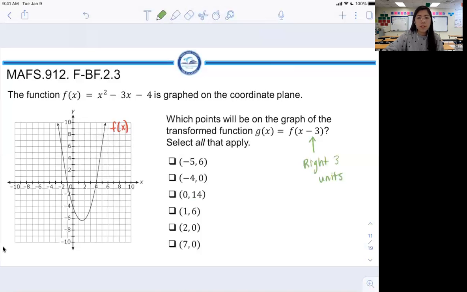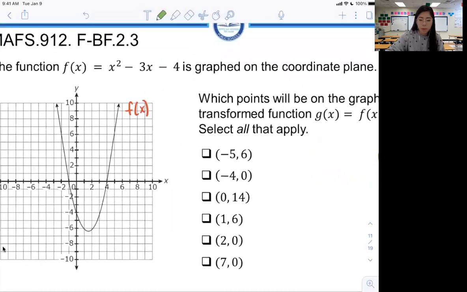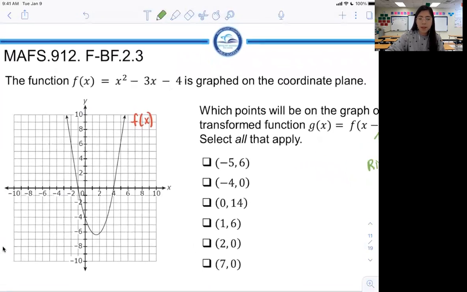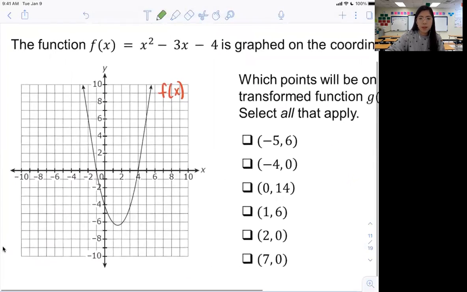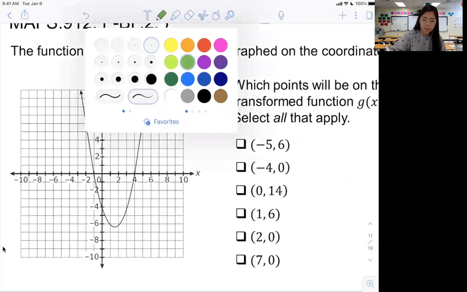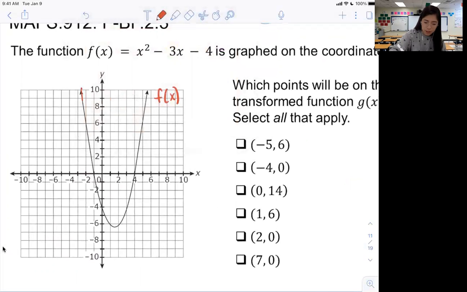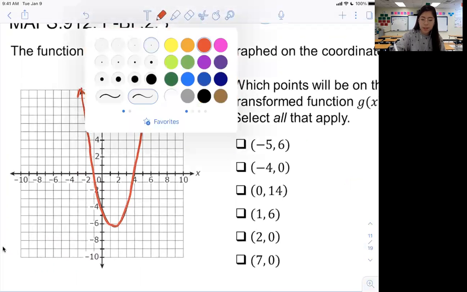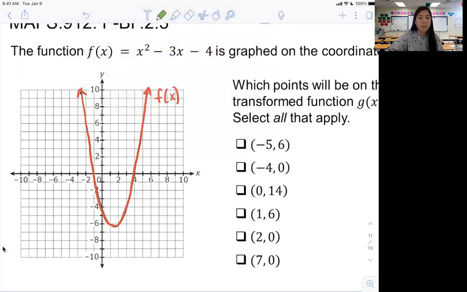So there's kind of 2 ways we can do this. One way can be to sketch it out. For example, I know that this is f of x. I'm just going to trace it so that I can see it a little better. And I know that f of x is moving 3 units to the right. So what I can do is sketch my new graph.